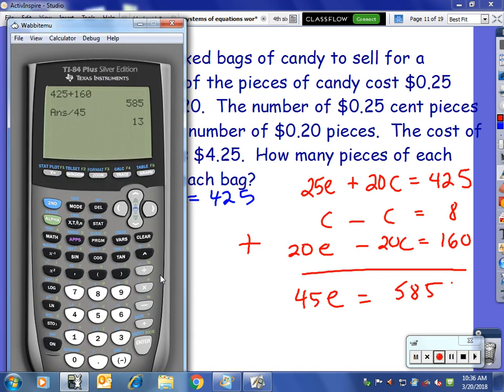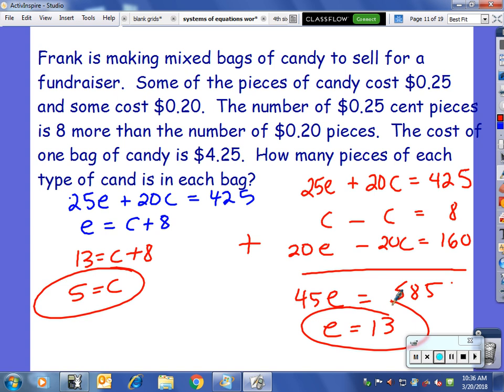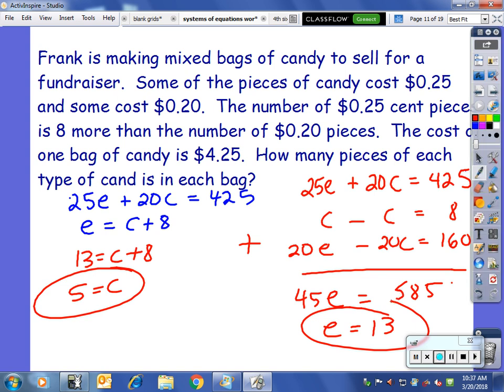Okay. I messed up the first time I did it too. I got 13 of the more expensive pieces. And then the cheap ones would be 13 equals cheap plus 8. Subtract 8. Cheap is 5. So 5 of the cheap ones, 13 of the expensive ones. Now, if you didn't get that, let's talk about what you did. Let me solve it the way you did.